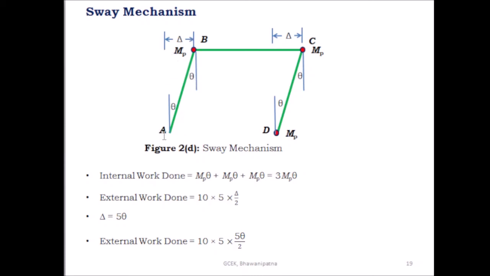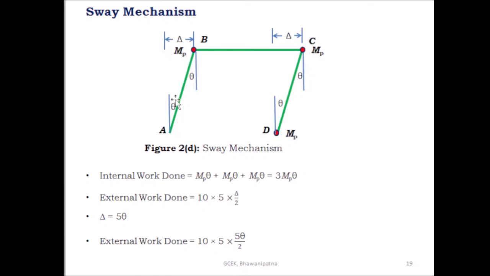So here the UDL is given as 10 kilonewton per meter and the height of the column is 5 meter. So what is the total load present here? 10 into 5, and this is the virtual displacement. But as the UDL is present, you have to take half of the virtual displacement. So 10 into 5 into delta by 2.